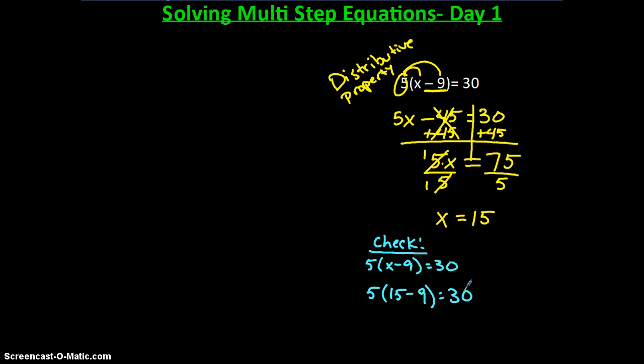And now, again, order of operations, which in this case, hey, parentheses is going to come first in the order of operations. So I need to do 15 minus 9, which is 6. And I leave that 5 on the outside because I didn't change that yet. And we know that this right here, we have multiplication. So therefore, 5 times 6 is 30, which is actually equal to 30. Therefore, we are correct.